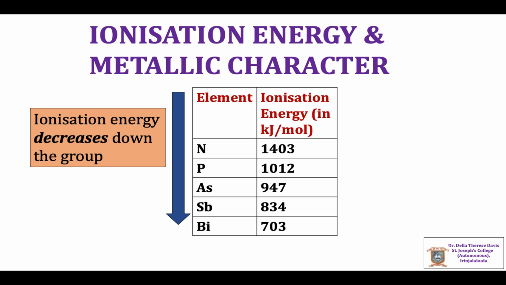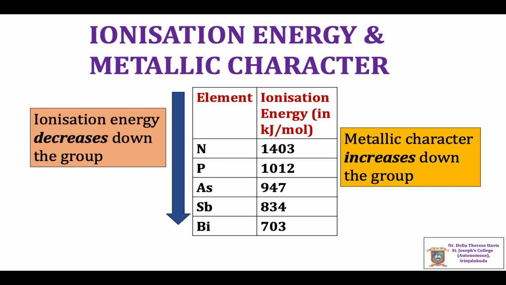If we observe the decrease in ionization energy values, there is a sharp decrease from nitrogen to phosphorus, and afterwards, even though there is a decrease, it is not as pronounced as from nitrogen to phosphorus. This can also be explained in terms of the poor shielding effect of the f and d electrons in the case of bismuth and the d electrons in the case of arsenic and antimony.